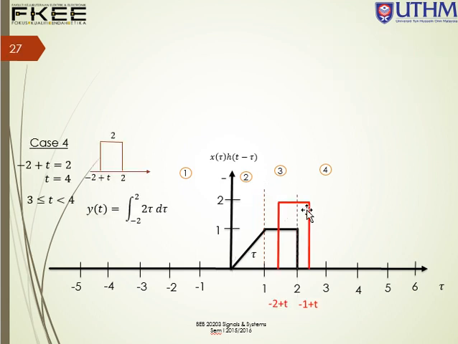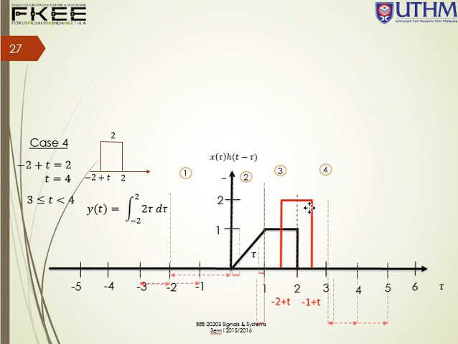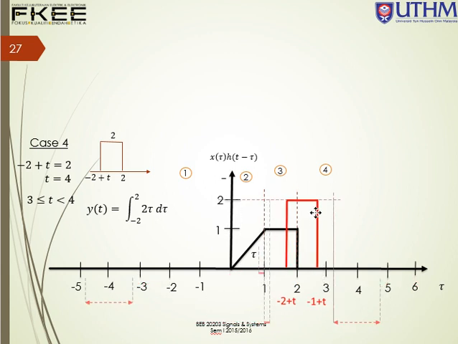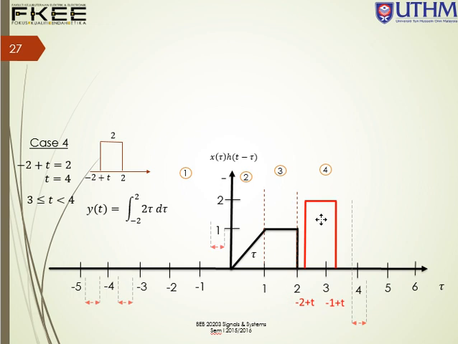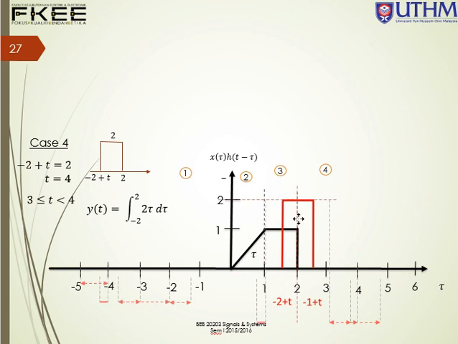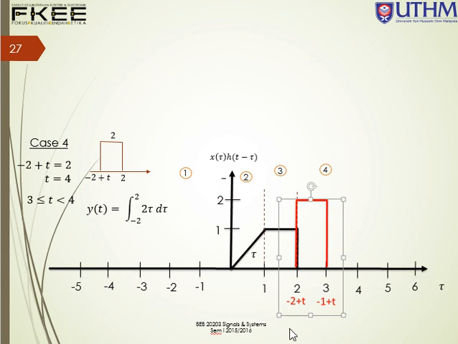Okay, case number 4. As you know, the signal keeps moving, and part of it is in section 3 and part of it is in section 4. This case is only valid until negative 2 plus t reaches 2. After that it will be different, where all of the signal is in section number 4. So this one is only valid when you have negative 2 plus t equal to 2.